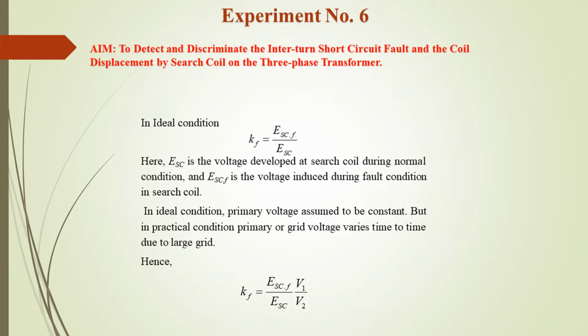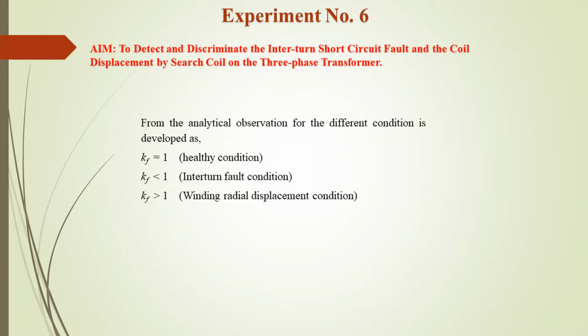Now we'll see the conditions for the different faults, that is, the interturn short circuit fault and the displacement fault, for this Kf ratio. If the Kf ratio is 1, then that is the healthy condition. If Kf is less than 1, that is the interturn fault condition. If Kf is greater than 1, that is the displacement fault condition.